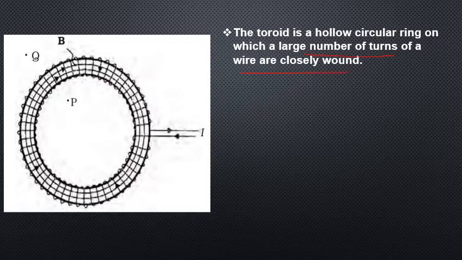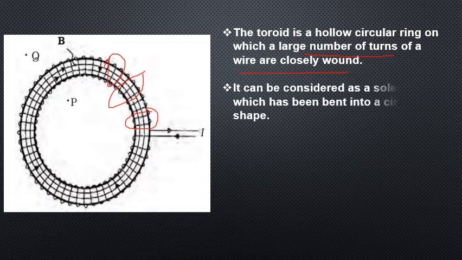closely wound to each other, just like a solenoid, as it is shown here in the figure. These are the turns of wire which have been closely wound around a toroid. It is somewhat similar to a solenoid only. It's just that it is different in shape.